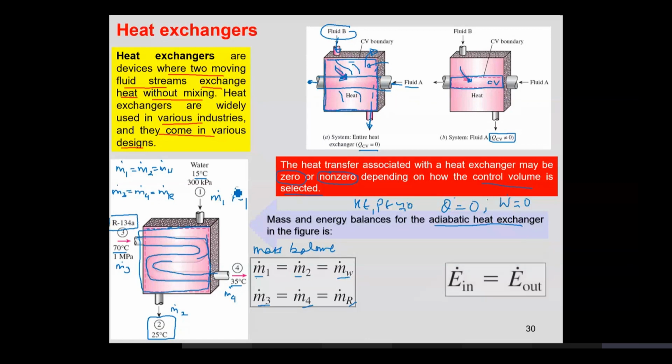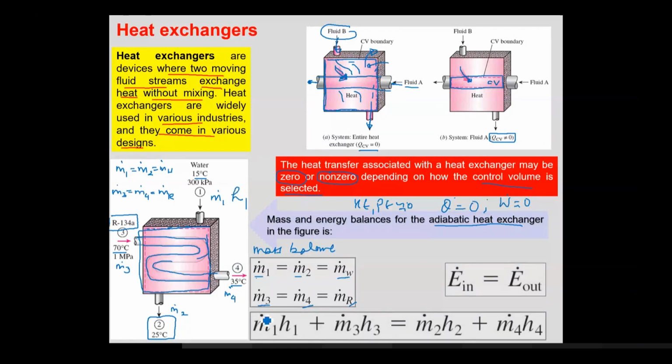So you would have the enthalpies associated with the mass flow rate coming into the system as m dot 1 h1, which is coming from water, and m dot 3 h3, which is coming from the refrigerant. This is the energy coming into the system. The energy leaving the system is m dot 2 h2, the enthalpy associated with the mass flow rate leaving the system, and m dot 4 h4, the energy associated with the mass leaving the system.